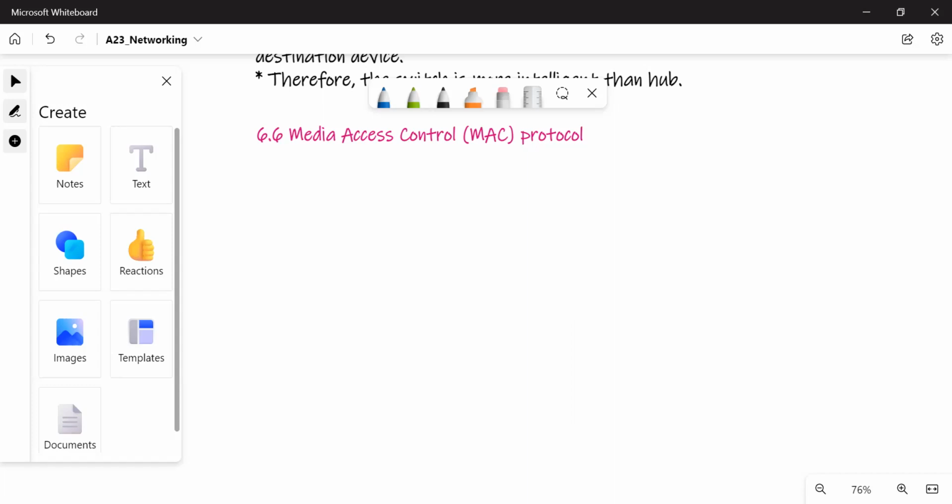So we are going to look at what the role of this MAC protocol is, and we discuss the unique names given to each of these devices, so that we can identify who's the sender and who's the receiver in a network, right? Okay, so let's start.